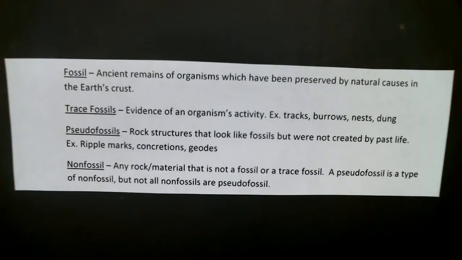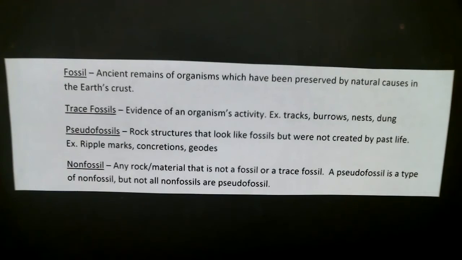Now, some things look like fossils, but are not. Like it might look like a plant, but it's not a plant. It might look like a bone, but it's not a bone. So these are things that were created by natural processes, not by living things, but they look like fossils. And then the last category is a non-fossil. So a non-fossil is something that's not a fossil, not a trace fossil. Actually a pseudofossil, something that looks like a fossil, is a type of non-fossil, okay?